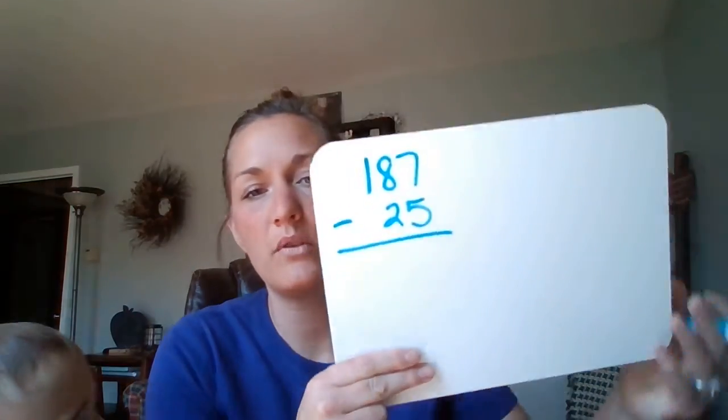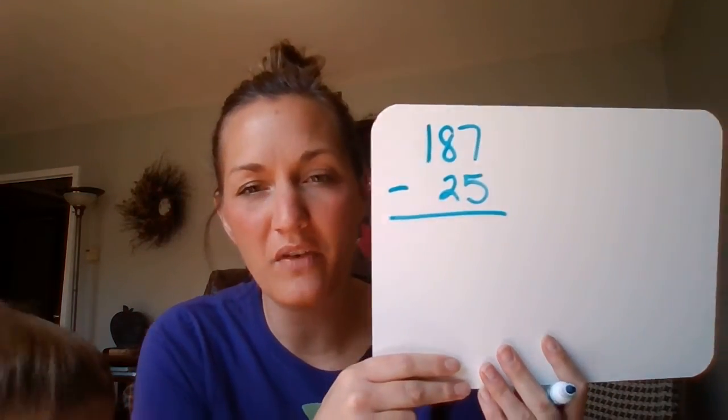Sometimes these can be more tricky because we have to borrow the whole thing. Okay, so I'm going to do 187 minus 25. So we're going to start with not having to trade on the hundred spots. So here we have our number, 187 minus 25.